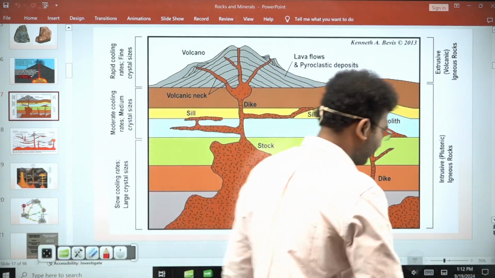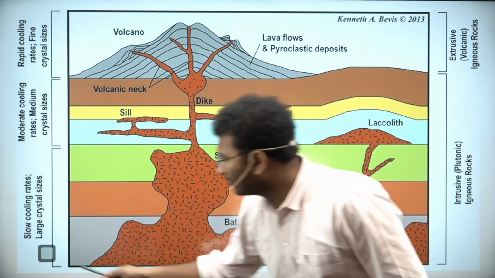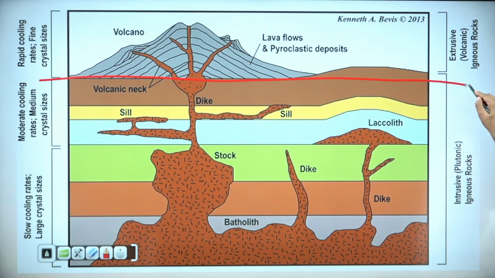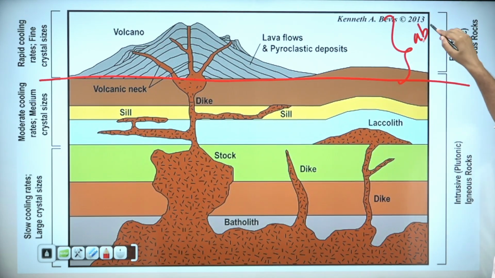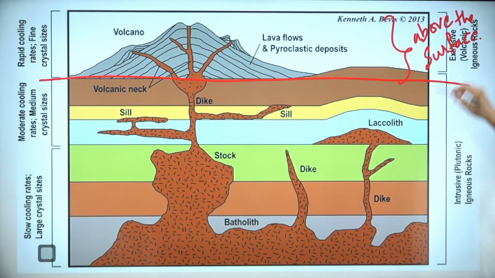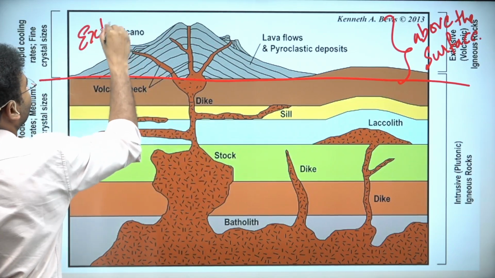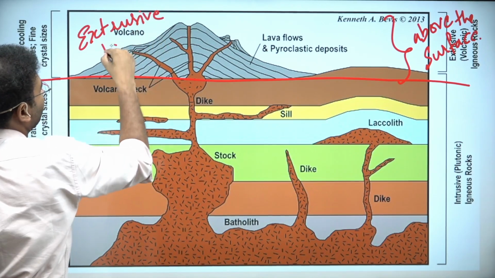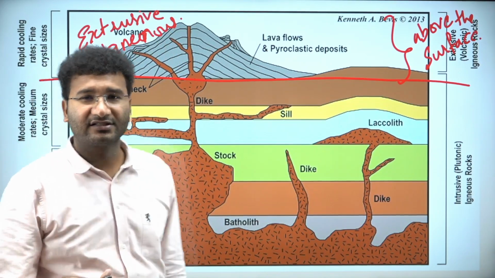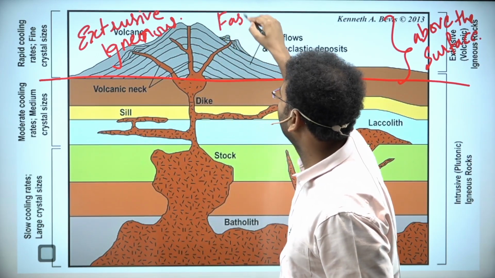Just imagine this is your volcano. Look at this particular slide. Now, suppose these are above the surface, and all these rocks which are found above the surface, we will call them extrusive igneous rocks. So you tell me the characteristics of the extrusive igneous rocks. Are they cooling faster or slower? They cool fast.